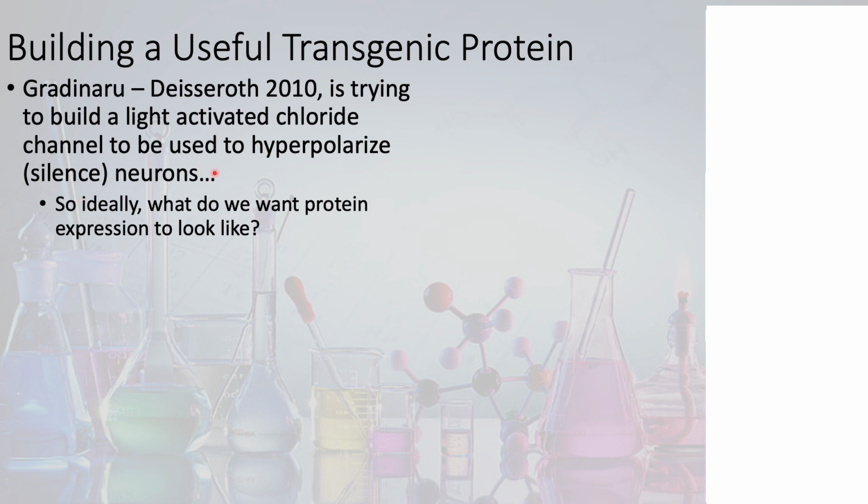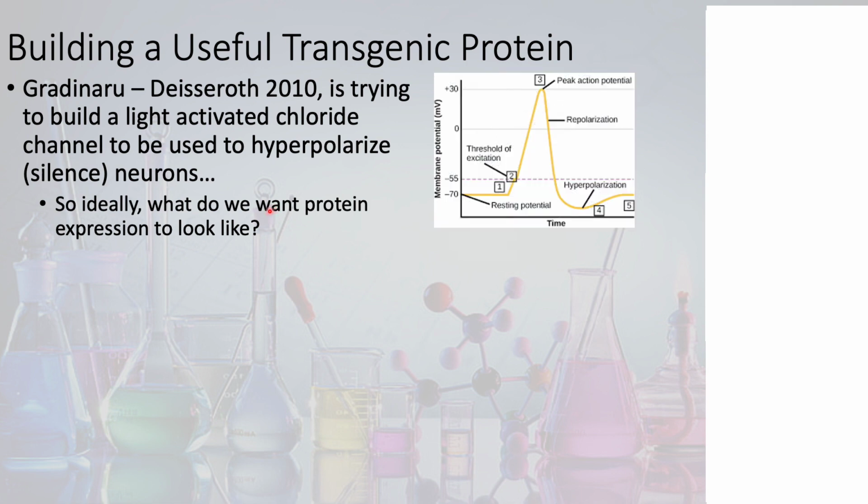And they want to use this because this is a tool that can potentially turn neurons on and off, right? So ideally, what do we want protein expression to look like in this case? I have this little image here in case anyone is unfamiliar with how the electrochemical mechanisms by which neurons talk to each other or send information from one end of a neuron to the other end of the neuron. So this is characterized by the action potential, right?